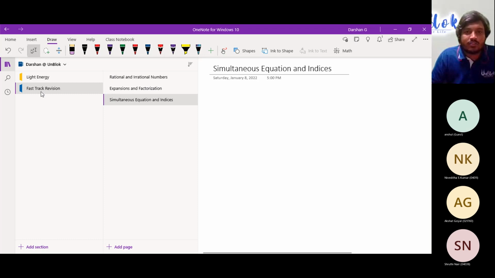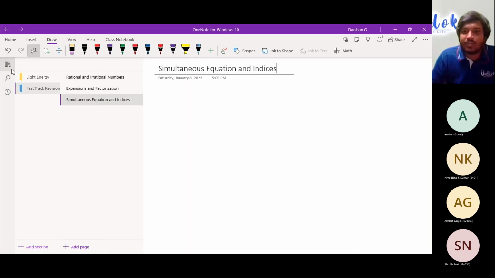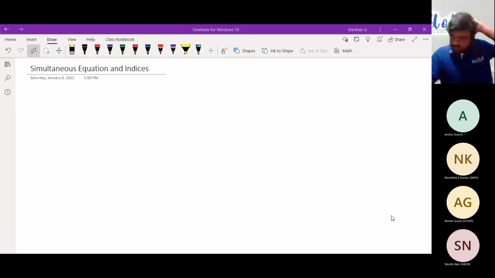Secondly, welcome to the session. We are today starting simultaneous equations, and we have 4 people: Nivedita, Shruti, Anshul, and Akshat. And indices. So the idea is to finish both. Let us see how much we can finish. So first one is simultaneous equations.